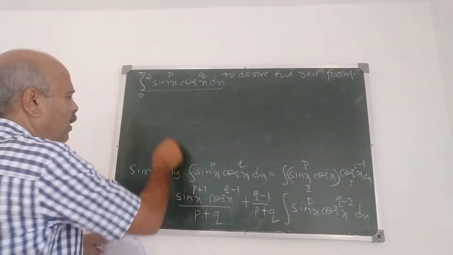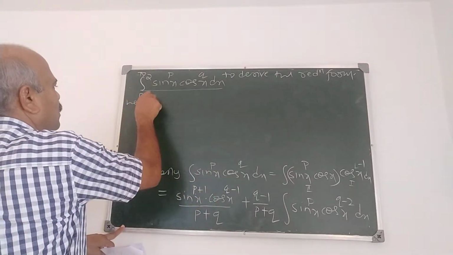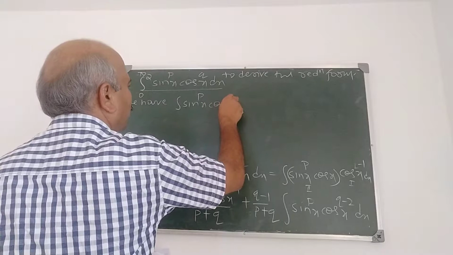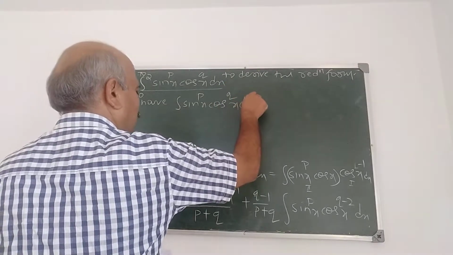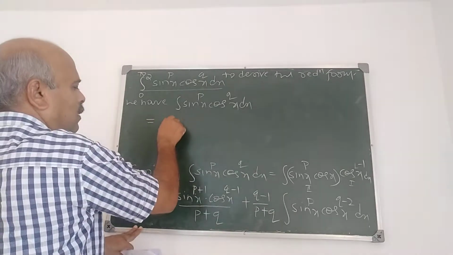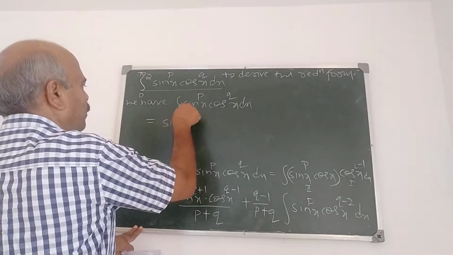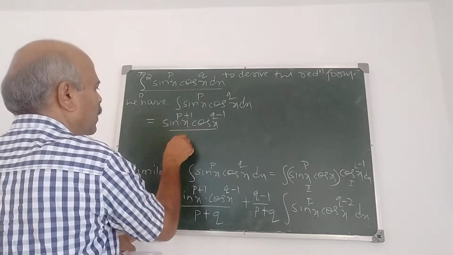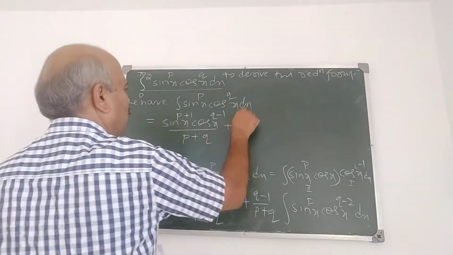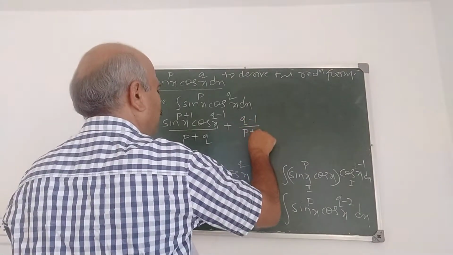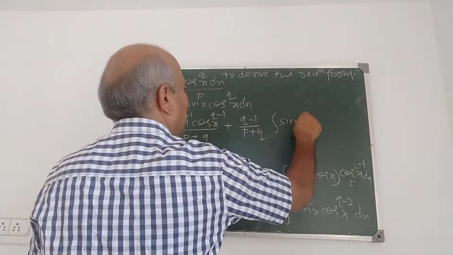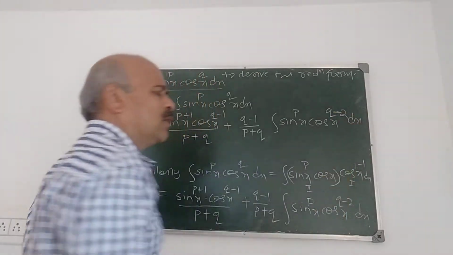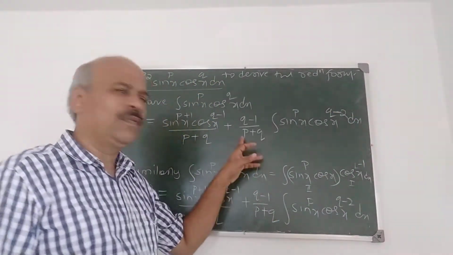For that we take this. We have integral sin x raised to p cos x raised to q with respect to x is sin x raised to p plus 1 cos x raised to q minus 1 upon p plus q, plus q minus 1 by p plus q into integral sin x raised to p cos x raised to q minus 2 with respect to x. See, this is the first step.